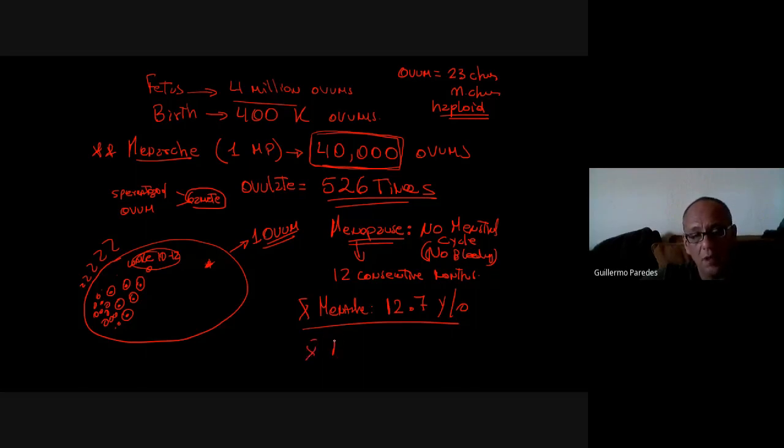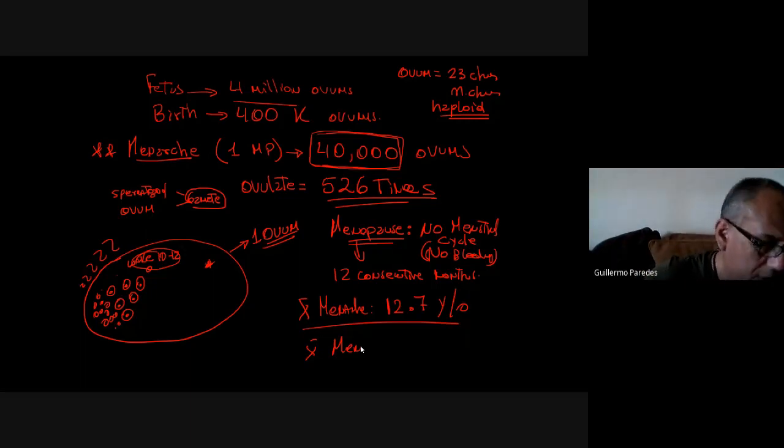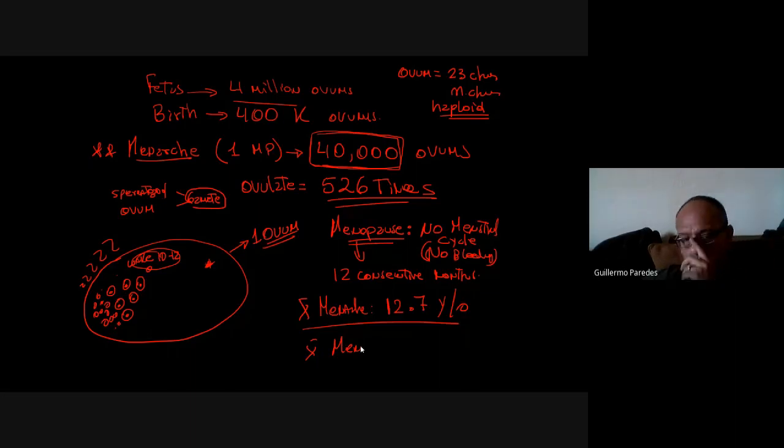And the average for menopause is going to be 51.2 years old. So 51.2 years old versus 12.7 years old. We are going to give you more information later.